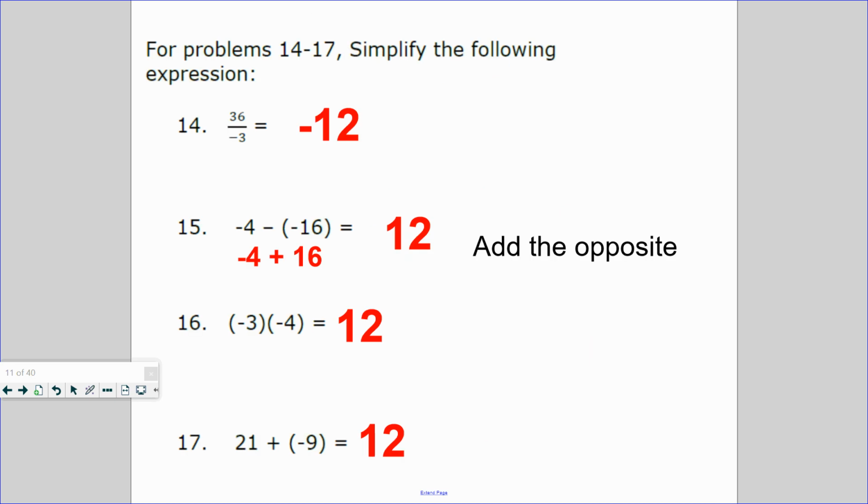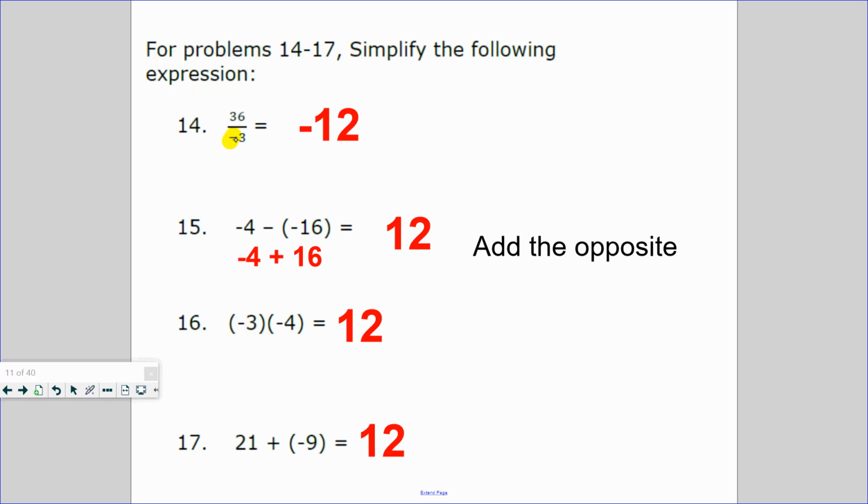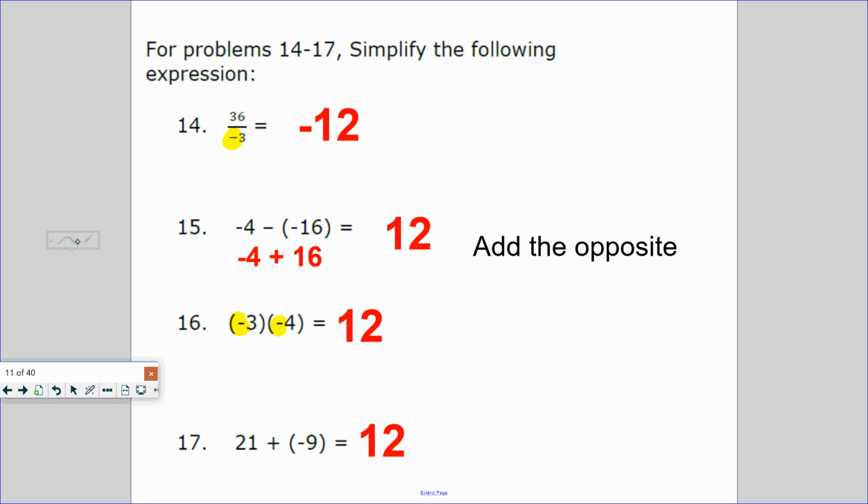Number 14, 15, 16, 17, just solve. You know what? I'm going to get my highlighter out for the multiplying and dividing. Highlight this, and that's it. All right, let's answer each question now. How many 3s go into 36? 12 times. Opposite, -12.